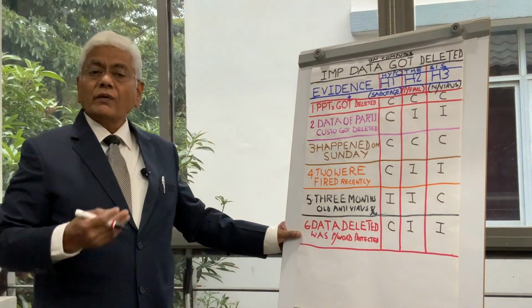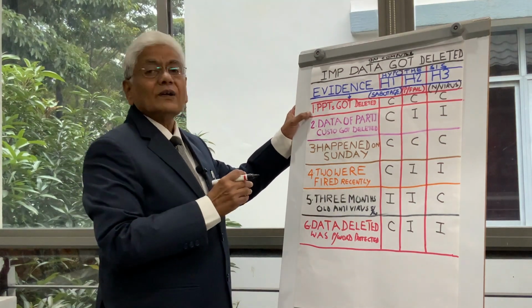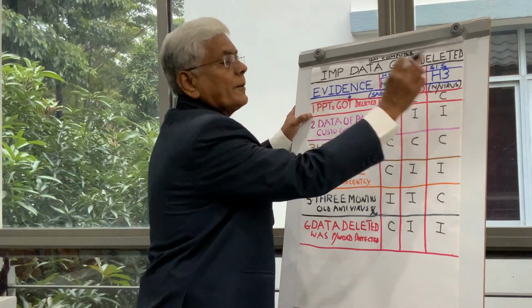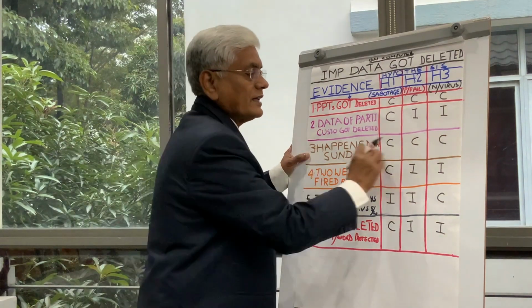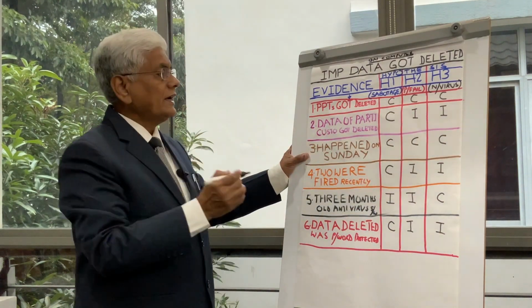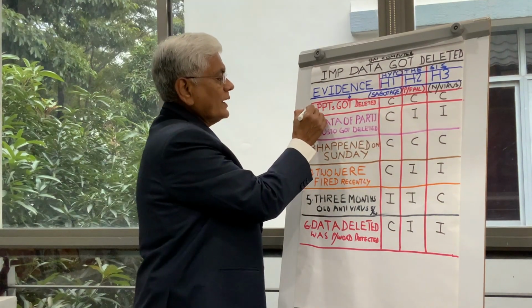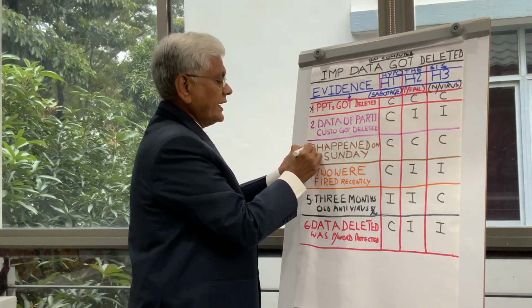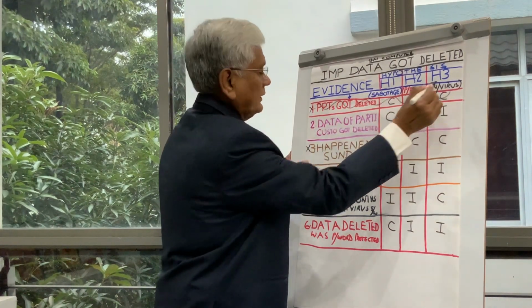Now how do we go further? Look at evidence number 1, which is consistent for all hypotheses, and evidence number 3, that it happened on Sunday, is consistent with all hypotheses. That means it has no diagnostic value. So evidence 1 and evidence 3 get deleted completely. It is of no use at all.